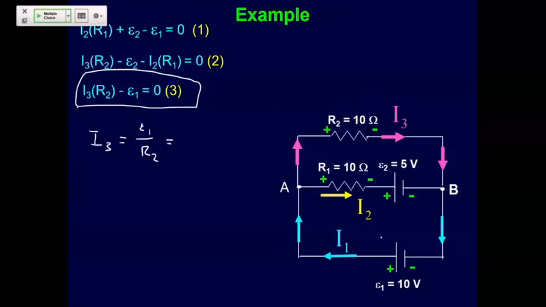And then I go over to here to get my information. Epsilon 1 is 10 volts. R2 is 10 ohms. And I get 1 amp.